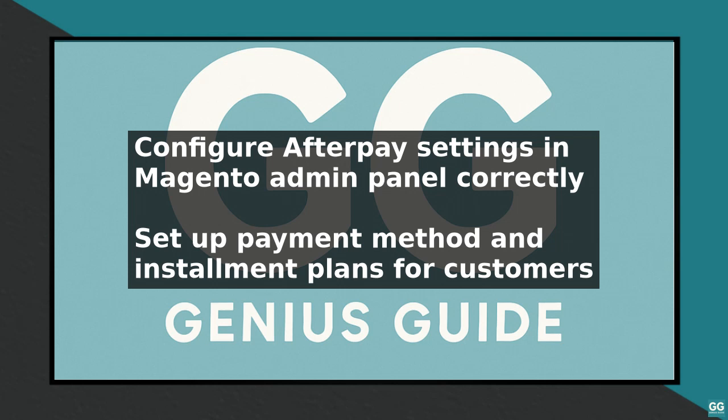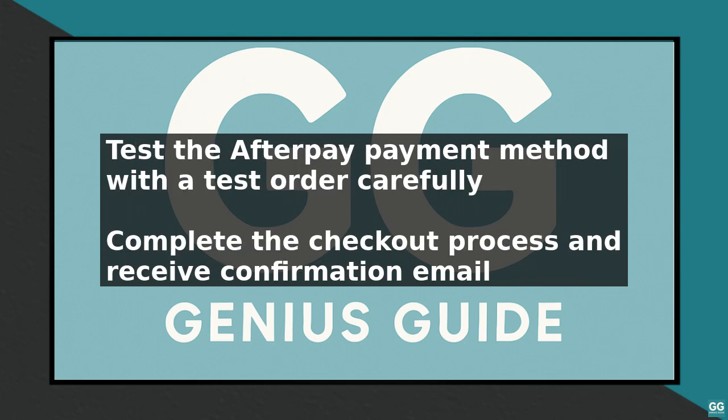Step 3: Testing. After configuring the Afterpay settings, test the payment method to ensure that it is working correctly. You can do this by creating a test order and selecting Afterpay as the payment method. If the payment method is working correctly, you should be able to complete the checkout process and receive a confirmation email from Afterpay.